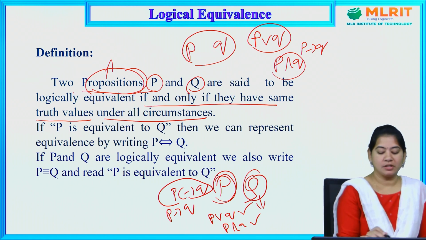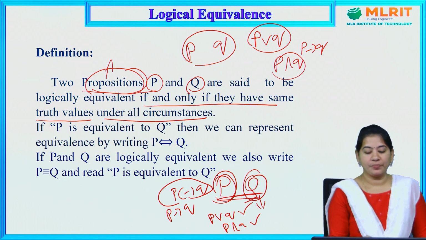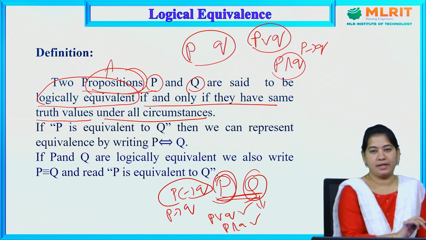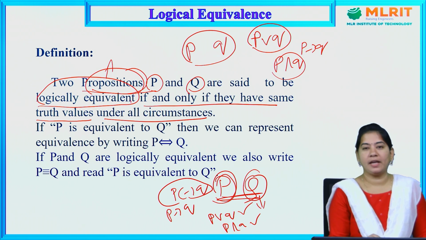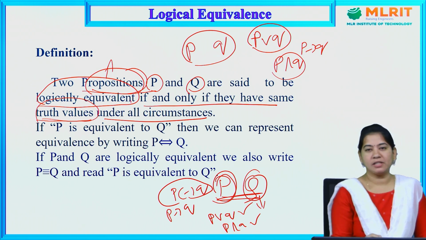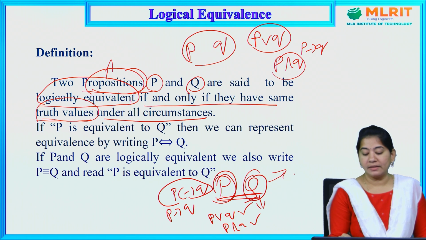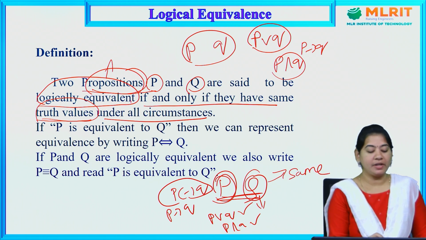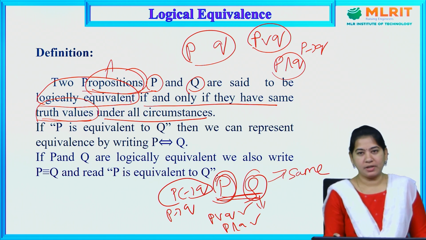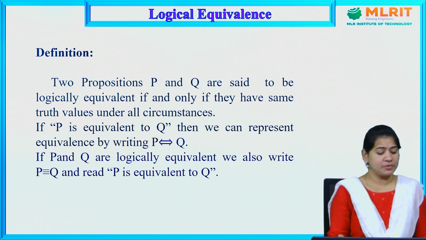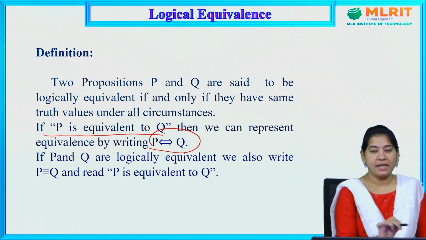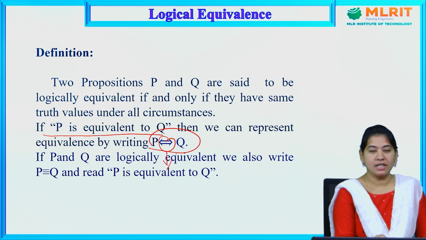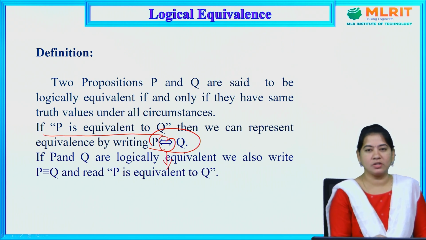So the definition is: two propositions P and Q are said to be logically equivalent if and only if they have the same truth values. Means if the two propositions are getting the same truth values, then we can say that they are logically equivalent. If P is equivalent to Q, then we can write it as P, this symbol of the logical equivalence, Q. We pronounce it as P is logically equivalent to Q.